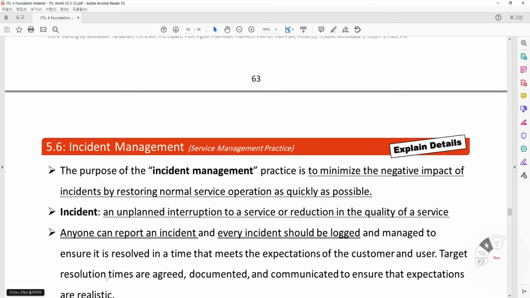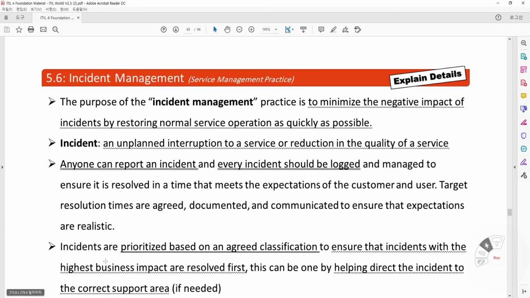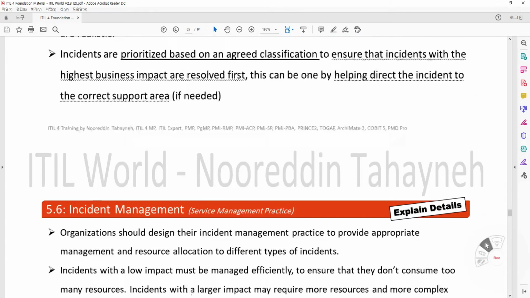Target resolution times are agreed, documented, and communicated to ensure that expectations are realistic. Incidents are prioritized based on an agreed classification to ensure that incidents with the highest business impact are resolved first. This can then be helped by directing the incident to the correct support area if needed.